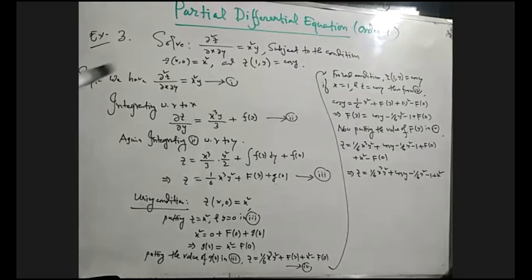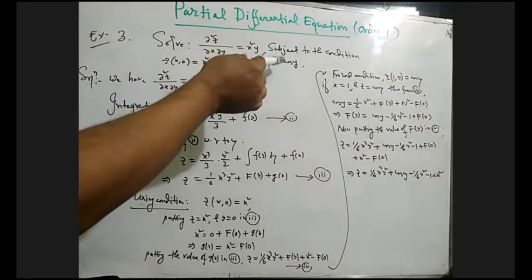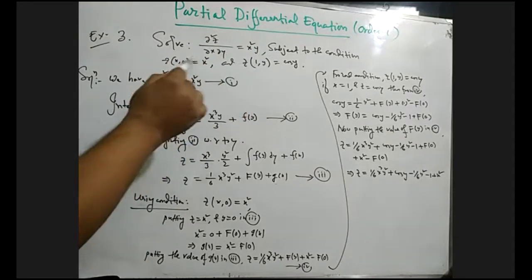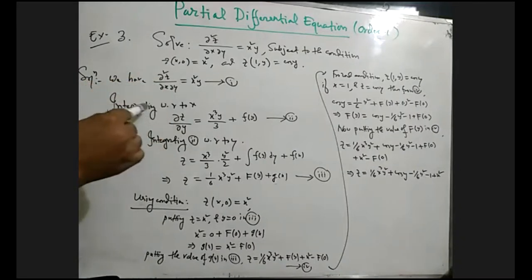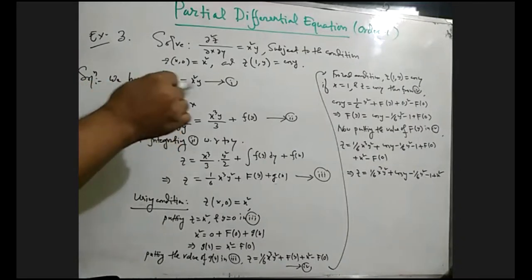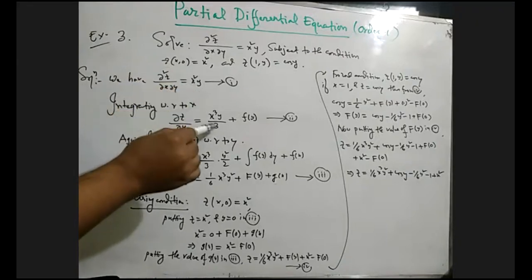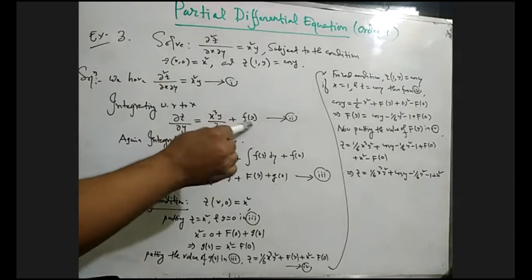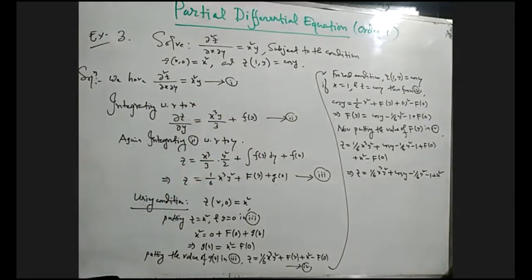So for solving this second order partial differential equation with these initial boundary conditions, we are given this, just integrating with respect to x. We get del z by del y equals x cube by 3 plus f of y, because y is constant, so the integrating constant will be f of y.